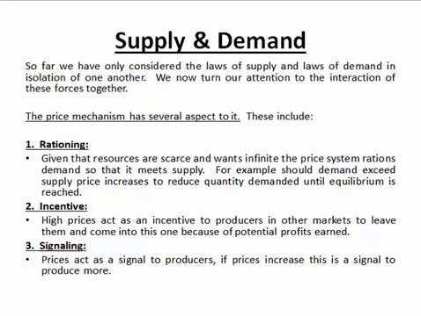The price mechanism has several aspects to it. These include rationing. Given that resources are scarce and wants are infinite, the price system rations depending on demand so that it meets supply. For example, should demand exceed supply, price increases to reduce quantity demanded until equilibrium is reached. Incentive. High prices act as an incentive to producers on other markets to leave them and come into this one because of potential profit earned. Signalling. Prices act as a signal to producers. If prices increase, then this is a signal to produce more.